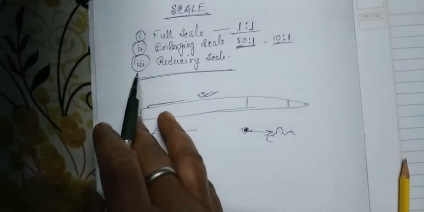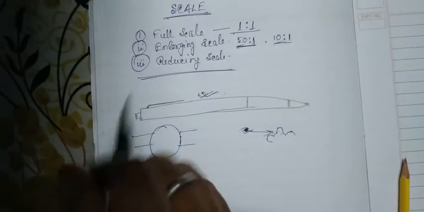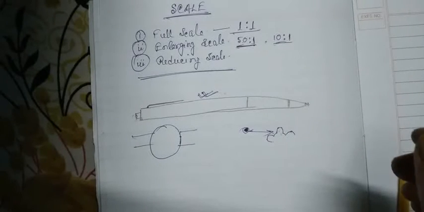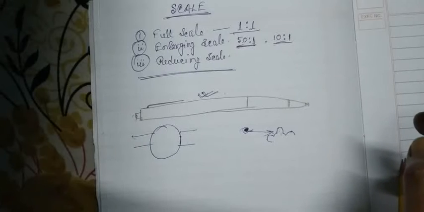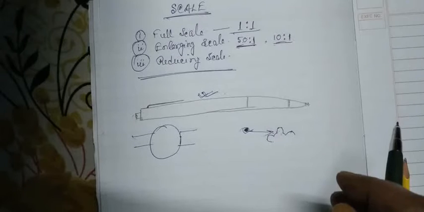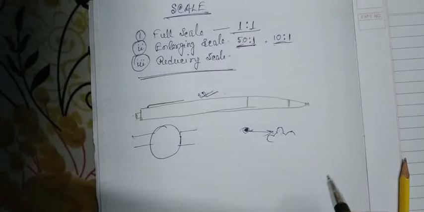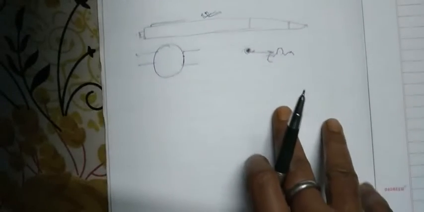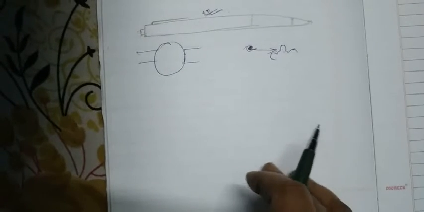Another scale is there, that is reducing scale. What do you mean by reducing scale? It means the drawing size: whatever the original size of the object is, the object is very big, but we draw it in our drawing by reducing the size. Suppose a building. If we want to draw a building, the building is very big. We can't draw it if we take the original size, the original length of the building.